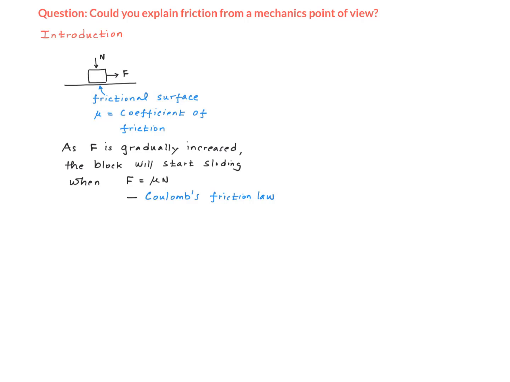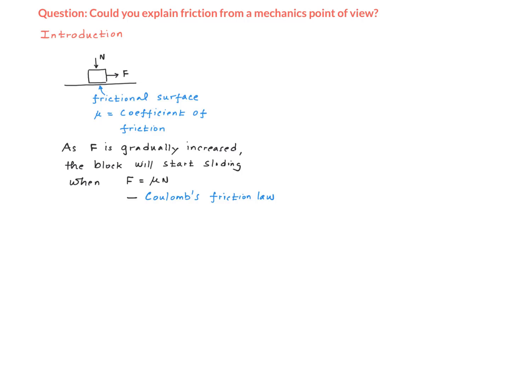Say we have a block sitting on a frictional surface like shown in this picture. The block is subjected to a force N normal to the frictional surface. If we were to make this block slide on the surface by pulling it horizontally with the force F, the magnitude of the force F will have to be raised to a value given by this equation, right? F equals mu times N.